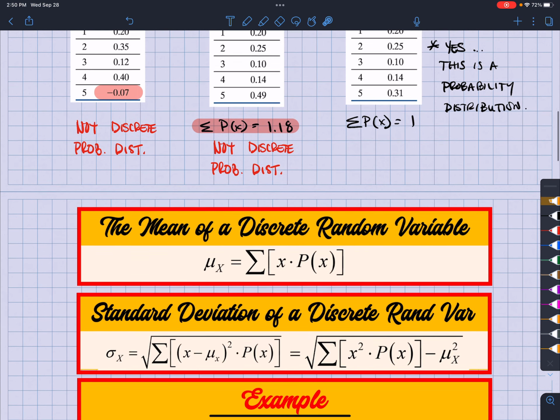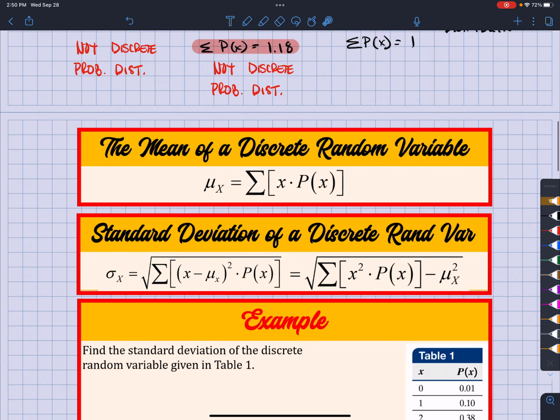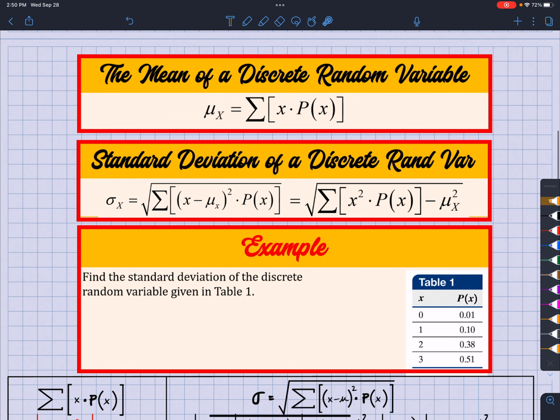All right, so let's take a look. Now, with these tables being given, I can find the mean by summing the product of x times the probability. When you take the product of x times the probability, that's also known as the expected value, just so you guys know. We also can find the standard deviation. Now, there are two different formulas here for standard deviation. They're both going to give you the same exact thing.